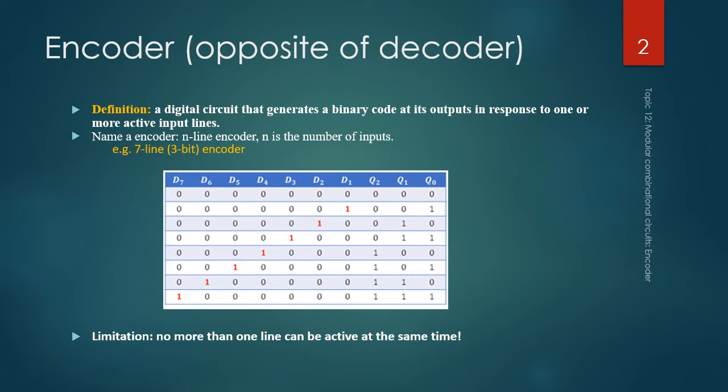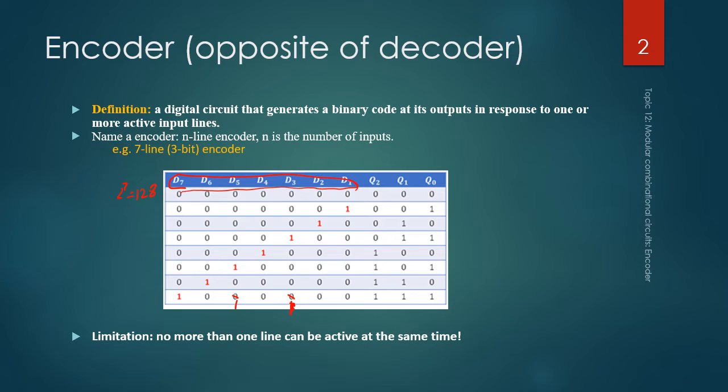And the problem is, what happens if we have two or even more lines active at the same time? For example, if D5, D3, and D7 are 1 at the same time, what code should I get? It's not shown in this truth table, right? We have 7 inputs. So 2 to the power of 7 is 128. So we should have 128 different combinations just for the input.